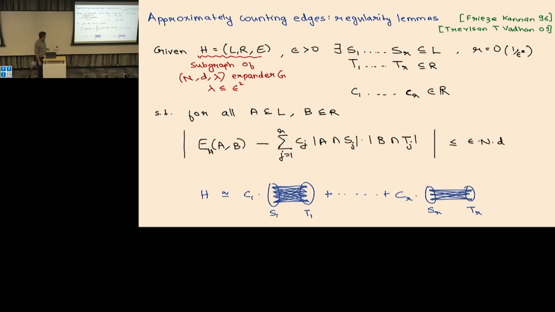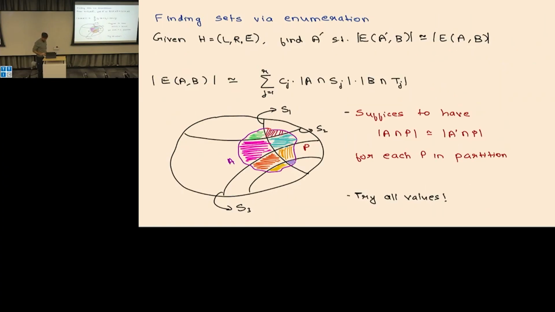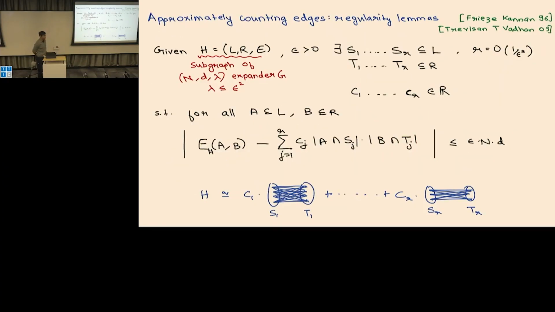So now we have these sets S1 to SR, T1 to TR. And now the goal is to find an A prime which has the same intersection, or roughly the same intersection, with each of these sets as A1 does, because the number of edges is just a function of intersection sizes. So as long as I find an A prime which has the same intersection with S1, same intersection with S2, and so on, the number of edges between A prime and B will be the same as between A1 and B. R is small, and that's important. R is 1 over epsilon squared. So it depends on epsilon, it's a constant, it doesn't grow with n.